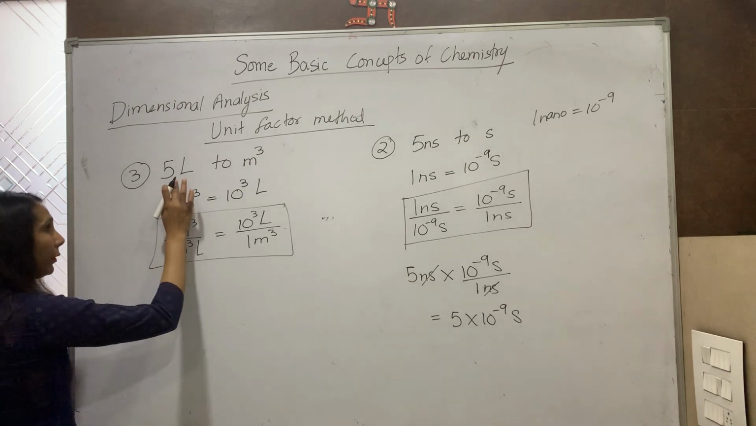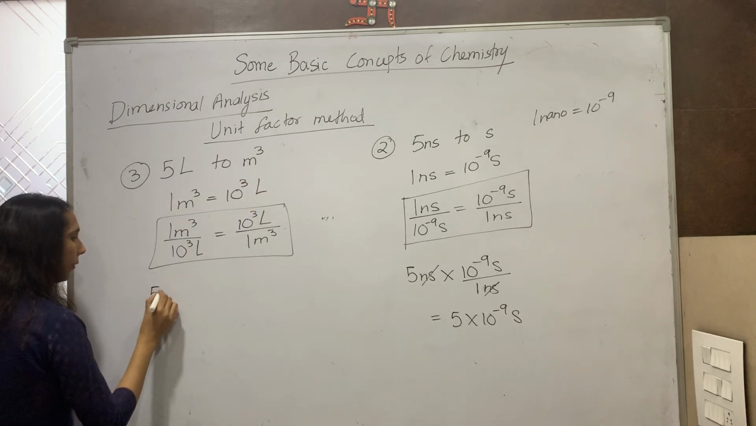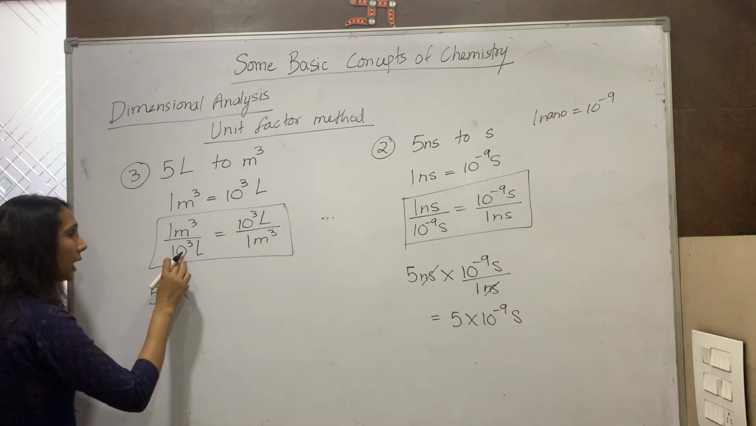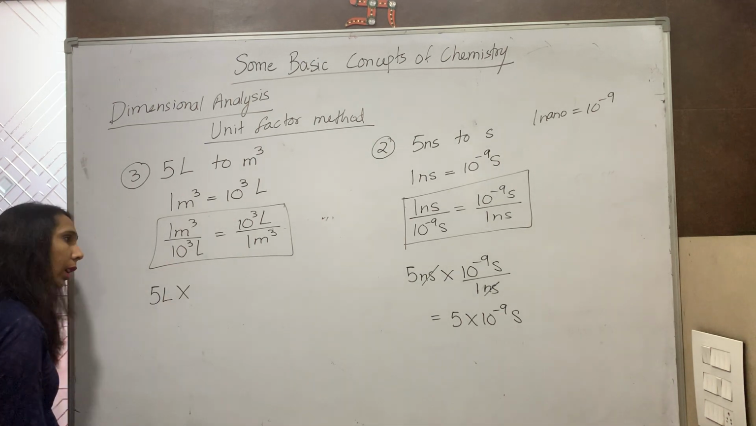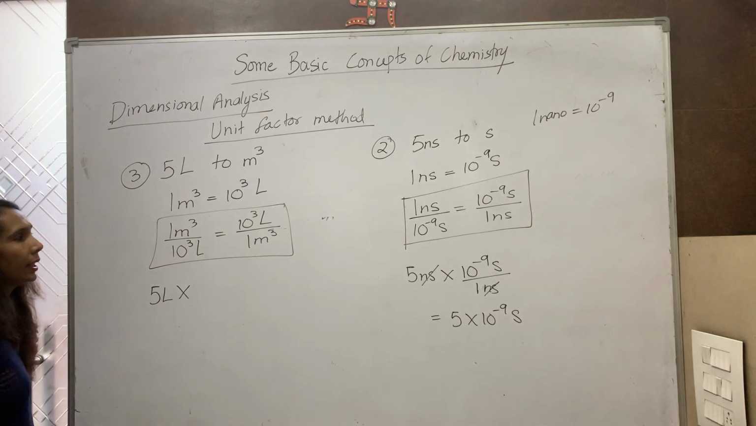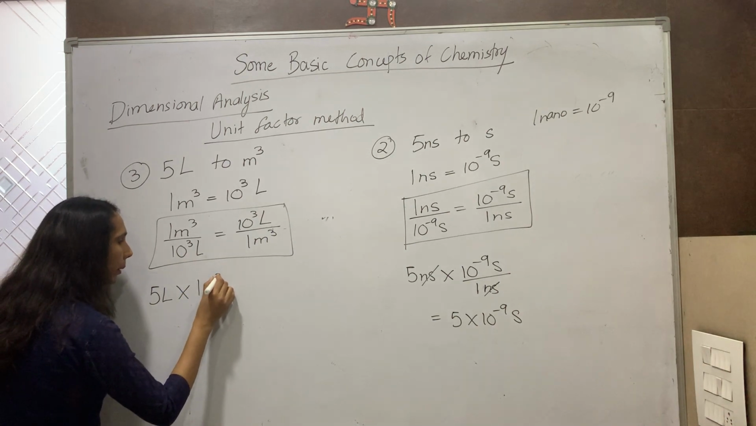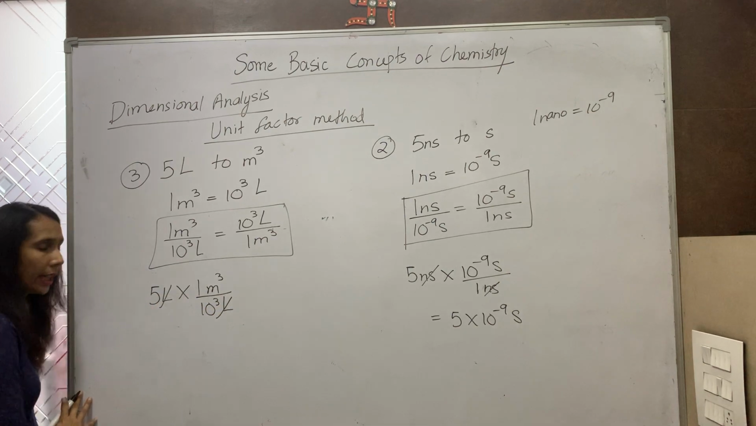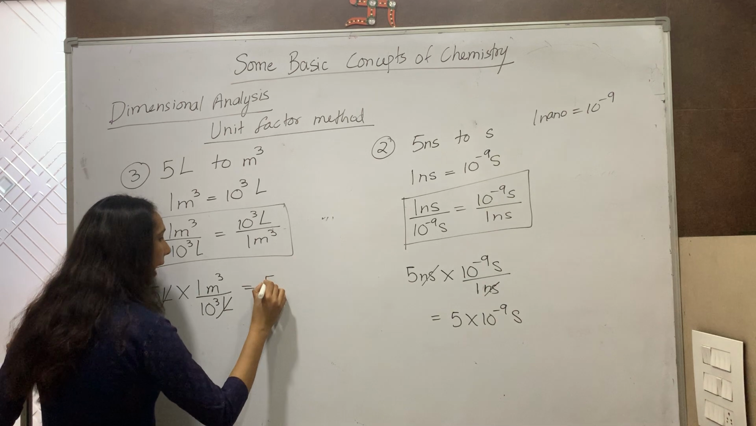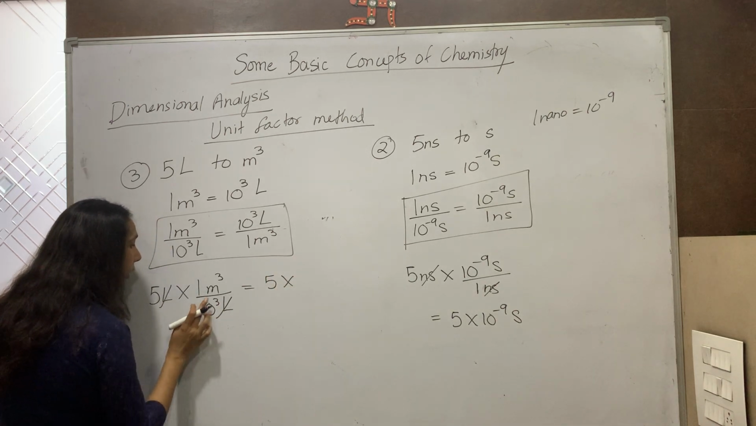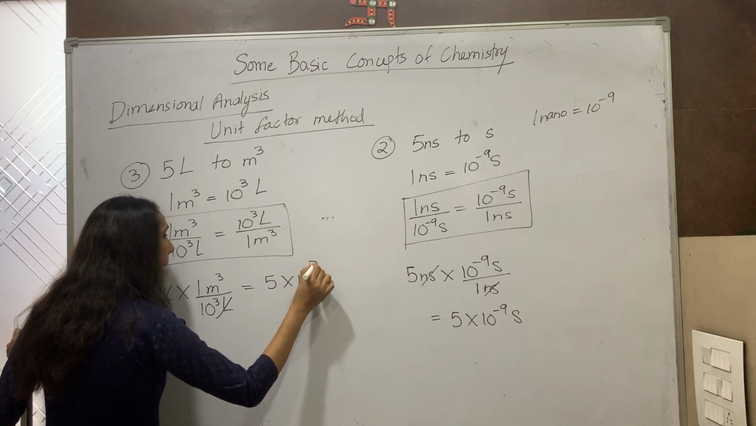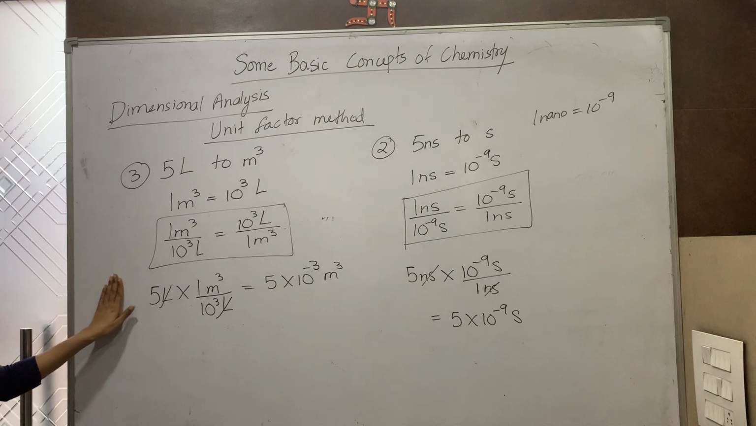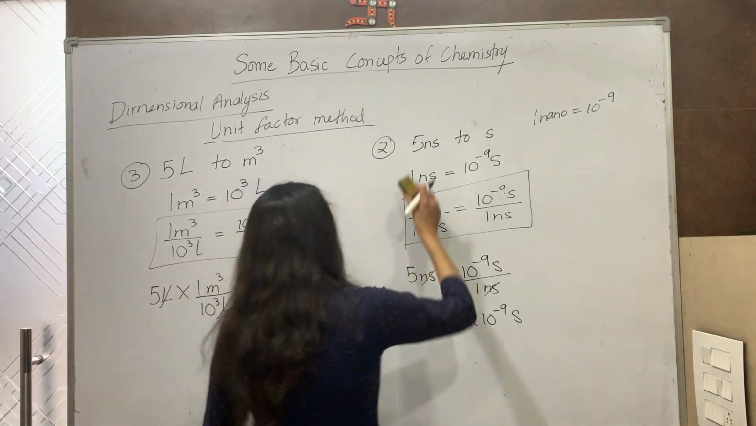Now, I have to convert 5 liter into meter cube. 5 liter multiplied by, I have to cancel liter. So I have to multiply by the first or the second. Obviously the first, because liter is in the denominator. So it is 1 cubic meter upon 10 to the power 3 liter. Liter and liter get cancelled. So it becomes 5 into, when 10 to the power 3 goes up, it becomes 10 to the power minus 3 cubic meter. Clear with this method of unit factor?